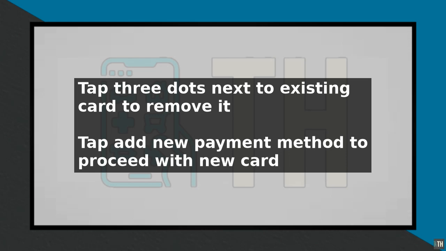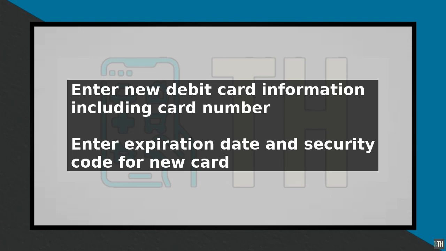Facebook may request additional verification, such as a one-time password sent to your phone or email associated with the debit card. Enter this verification code to confirm the addition of your new debit card. Once the new debit card is added, it will be listed as a payment method in your Facebook Pay settings. You can then select this new card as your default payment method for future transactions on Facebook.